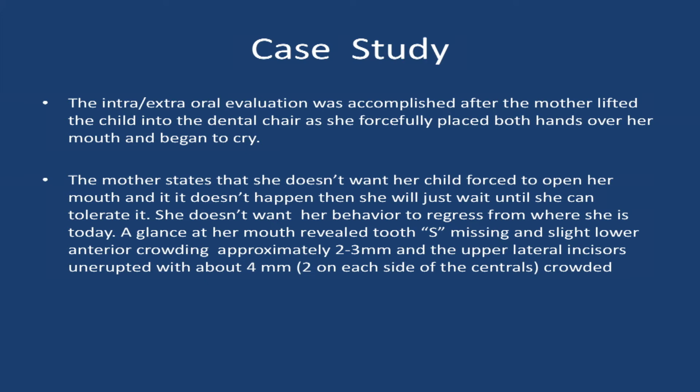The mother states that she doesn't want her child forced to open her mouth, and if it doesn't happen, she will just wait until she can tolerate it. She doesn't want her behavior to regress from where she is today. A glance at her mouth revealed tooth number S missing and slight lower anterior crowding, approximately 2 to 3 millimeters, and the upper lateral incisors unerupted with about 4 millimeters, 2 on each side of the centrals, crowding.